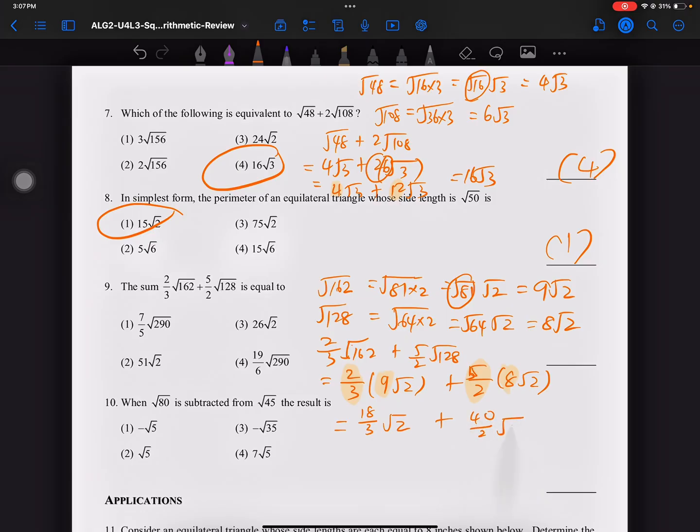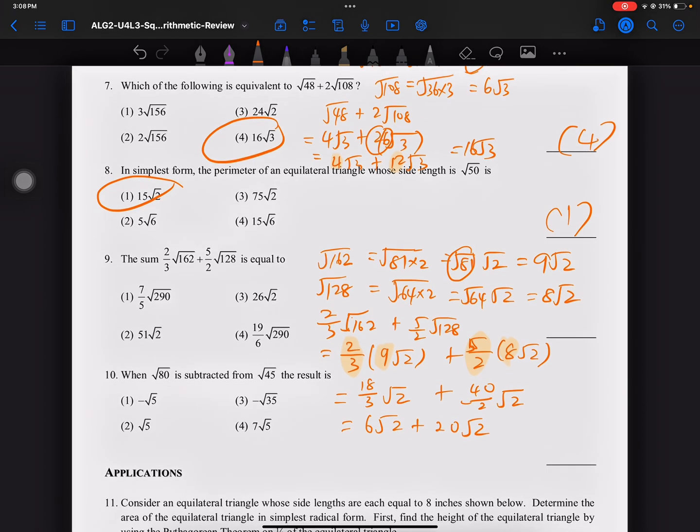So when we simplify it, this is 6√2 plus 40 divided by 2 is 20√2. And then you can see these are like terms because the radical is √2. So we can add 6 and 20, which is 26√2. So the answer should be option 3. So the key idea is to write both radicals as a number times √2. Then we just add the numbers. Okay, then for question 10.